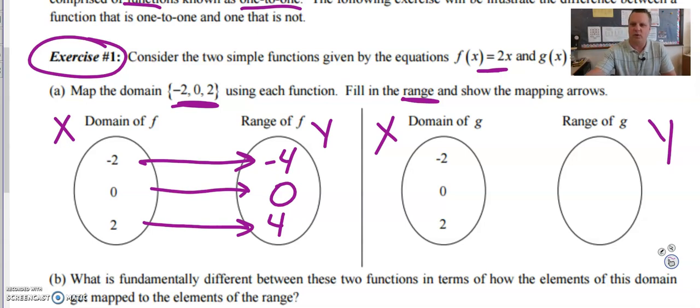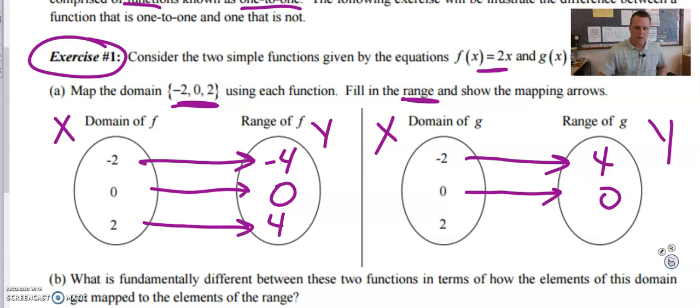When I go to the next one, which is x squared, I have negative 2 squared, which is 4. And you have to be careful, because if you put negative 2 without parentheses squared, it'll give you a negative 4, which is incorrect. 0 squared is 0. And then 2 squared is 4. So we already have a repeated output.